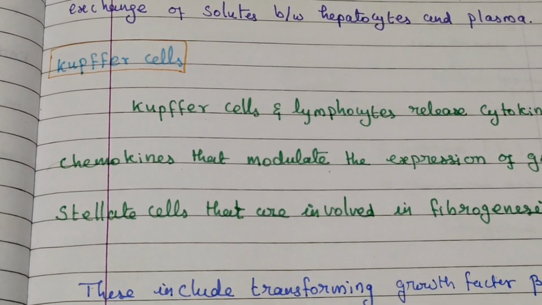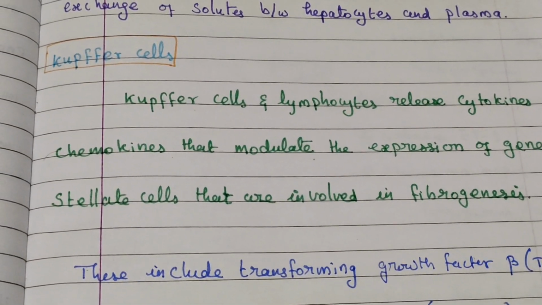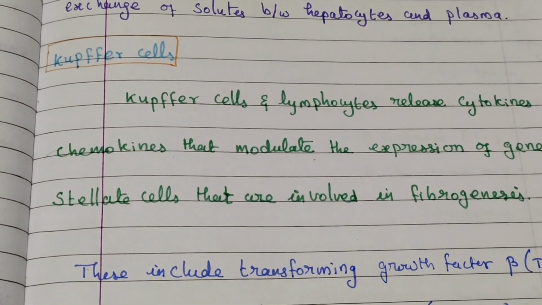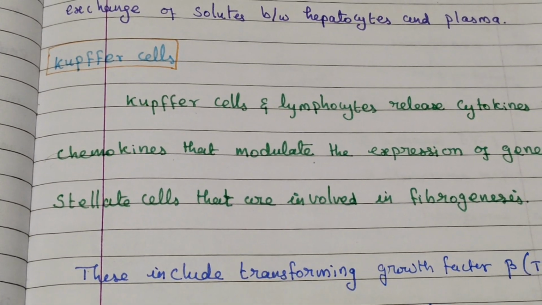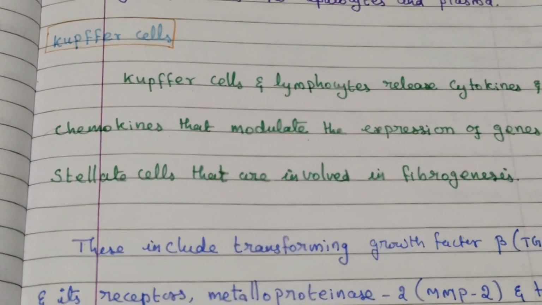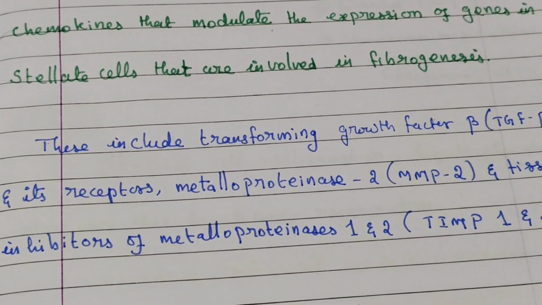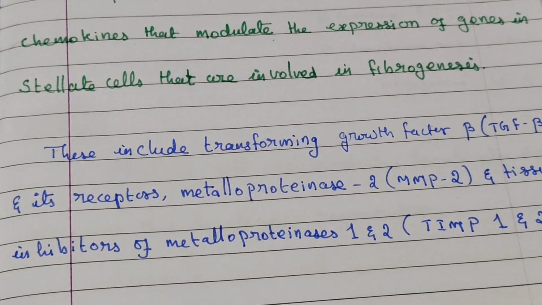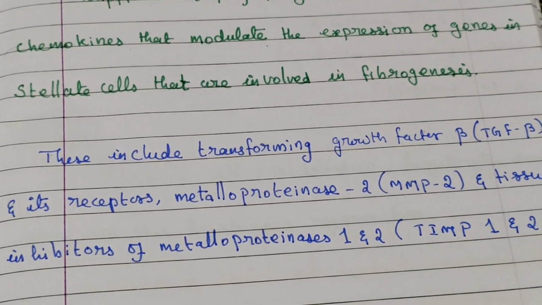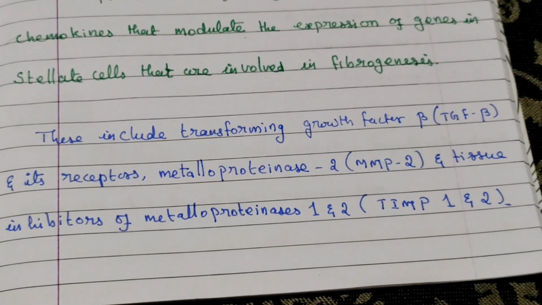Kupffer cells and lymphocytes also release some cytokines and chemokines, which increase the activation of stellate cells, which are further involved in fibrogenesis. The cytokines can be TGF beta, and there can be some metalloproteinase too. These can also play a role in cirrhosis.